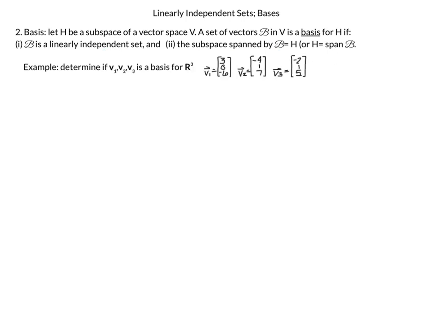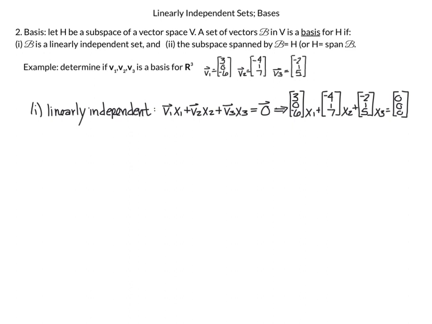This next example asks us to determine if V1, V2, V3 is a basis for R3, where V1 is equal to 3, 0, negative 6, V2 is negative 4, 1, 7, and V3 is negative 2, 1, 5. The first thing we'll consider is if this set is linearly independent. So we need to look at this equation, the linear combination V1 x1 plus V2 x2 plus V3 x3 equals 0. And I just rewrote it here with 3, 0, negative 6 plugged in for V1 times x1, negative 4, 1, 7 times x2, and then V3, negative 2, 1, 5 times x3 equals 0.